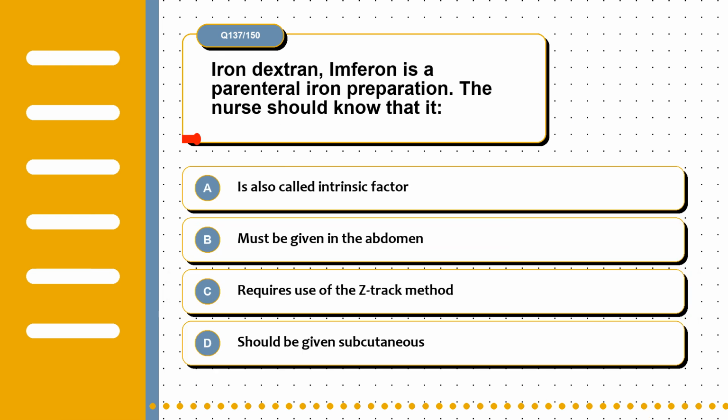Question 137. Iron dextran, Imferon, is a parenteral iron preparation. The nurse should know that it, here are the options. Option A. Is also called intrinsic factor. Option B. Must be given in the abdomen. Option C. Requires use of the Z-track method. Option D. Should be given subcutaneous.